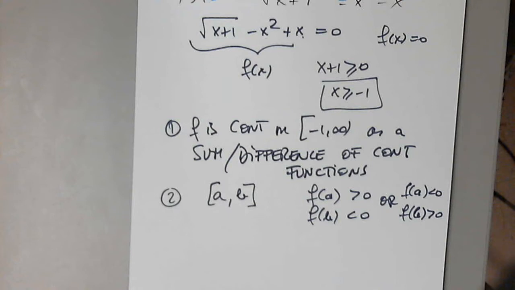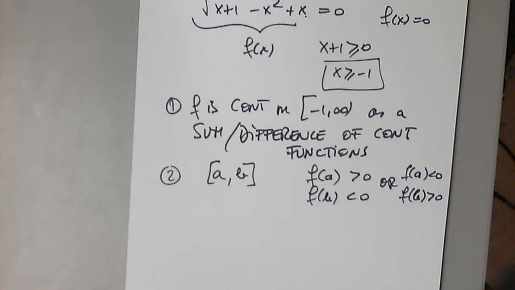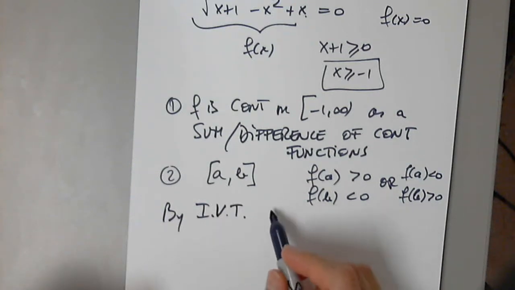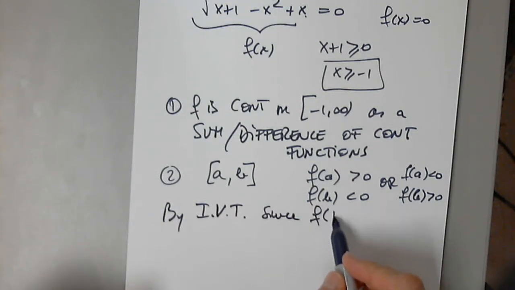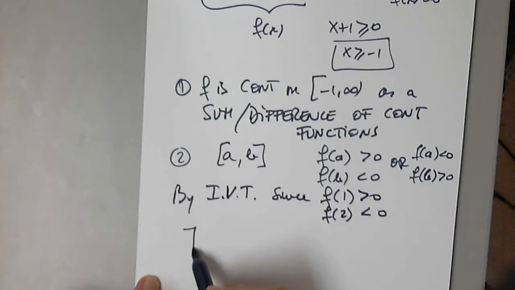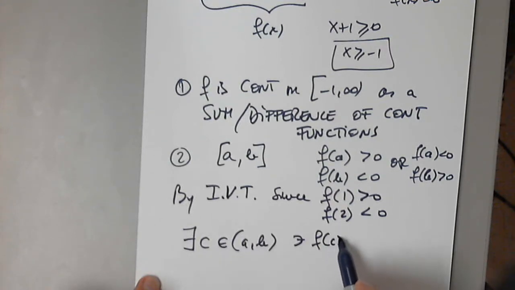And I already see that there must be a solution between 1 and 2. Because the function at 1 is a positive number, whatever that is, and the same function at 2 is a negative number. So therefore, between 1 and 2, there must be a solution by the intermediate value theorem. So I write, by the intermediate value theorem, since f of 1 is positive and f of 2 is negative, there exists a c in the open interval a comma b such that f of c is 0.